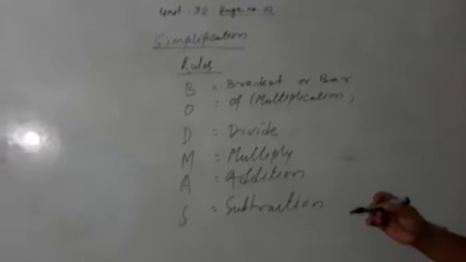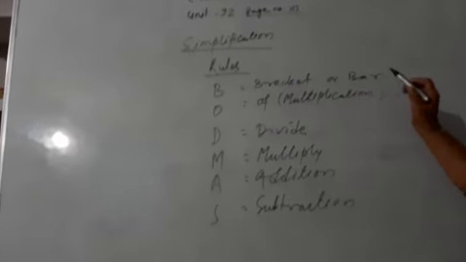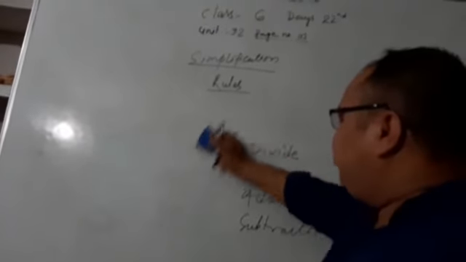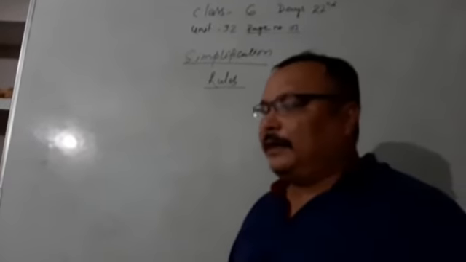Okay. Today I am telling you that B means bracket or bar. Here are the questions, page number 101. There are two types of simplifications that appear in your books. One is without brackets, and some of the questions have brackets.